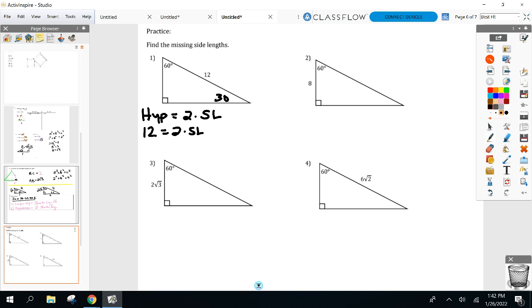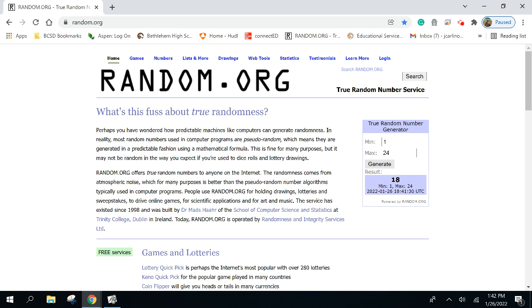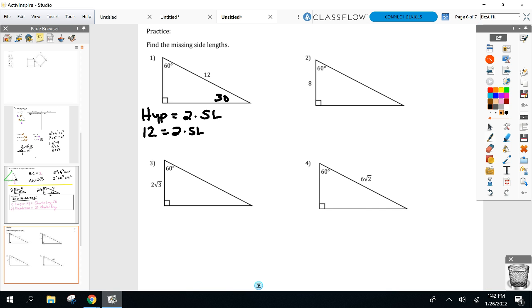How do I get rid of the 2? Sorry, I got to keep calling on numbers, I guess. 9, how do I get rid of the 2? Divide both sides by 2. So this tells me my shorter leg is 6. Shorter leg is 6. So you want to put a 6 there across from the 30, that's fine.